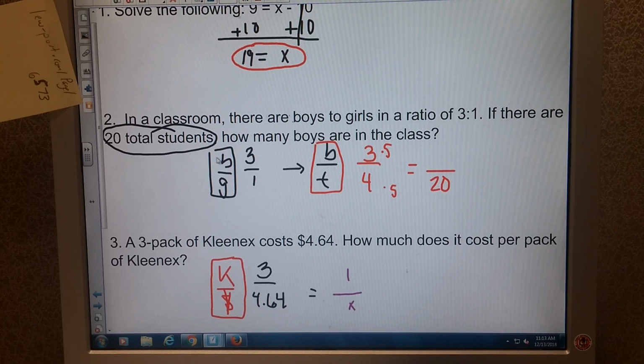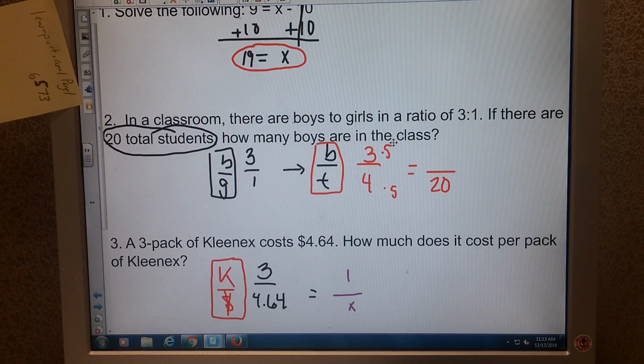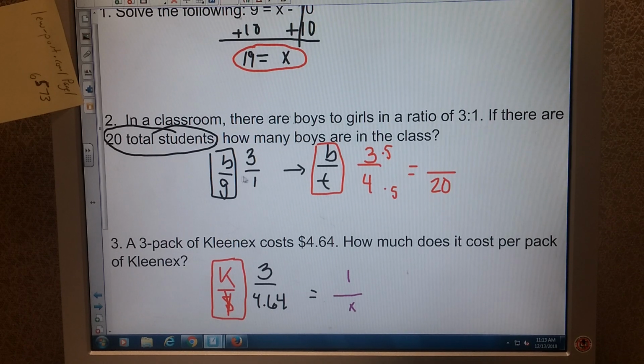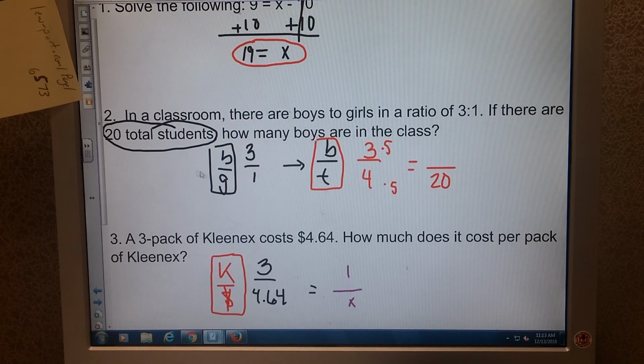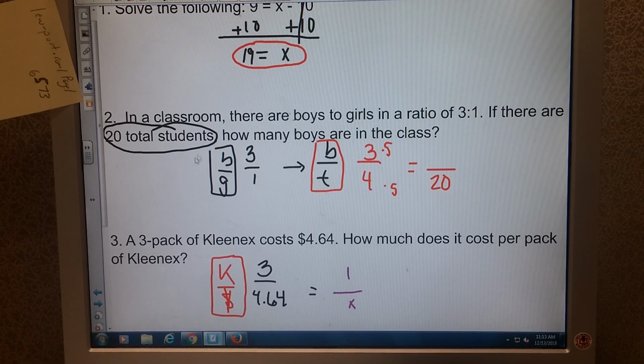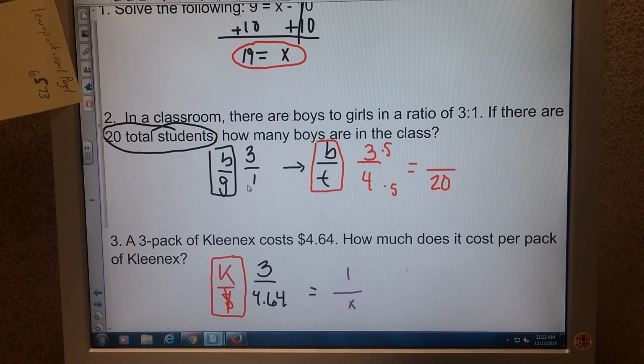1. If there are 20 total students, how many boys are in the class? Well, here's the thing. The original ticket is 3 boys for every 1 girl. However, if I know there's 20 total students, this is not going to be the ticket that's going to help me to get to the answer.